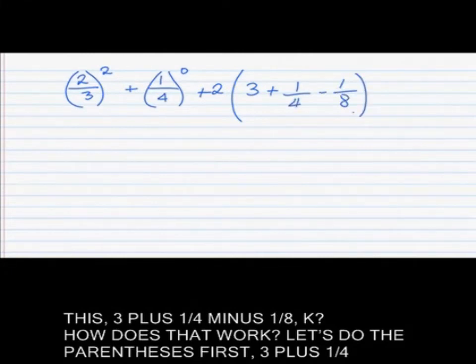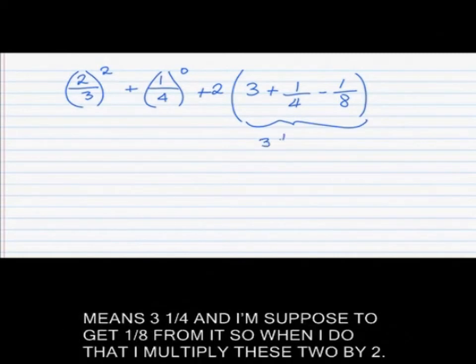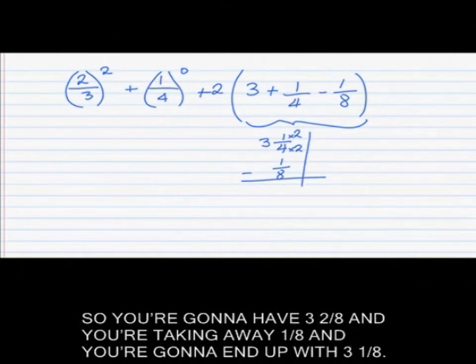Okay, how does that work? Let's do the parentheses first. 3 plus 1/4 means 3 and 1/4. And I'm supposed to take 1/8 from it. So when I do that, I multiply these two by 2. So you're going to have 3 and 2/8. And you're taking away 1/8. And you're going to end up with 3 and 1/8.